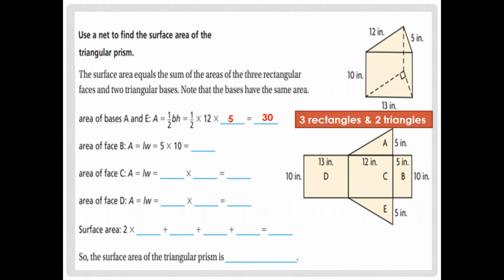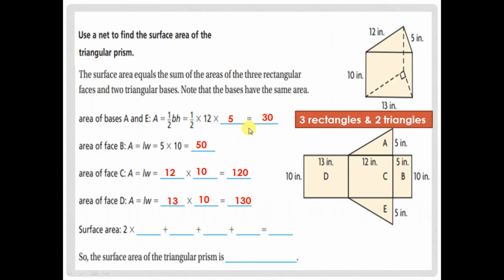Now the area of face B. Face B is a rectangle. How do we get the area of a rectangle? By multiplying L with W. L is the height, 10, and W is the width, 5. So we multiply 5 by 10 to give 50. Now the area of face C. Face C is also a rectangle. Its height is 10 and its width is 12. So we multiply 10 by 12, which gives 120. Then the area of face D is a rectangle. We find it by multiplying L by W. W is 13 and L is 10, so we multiply 13 by 10 to give 130.